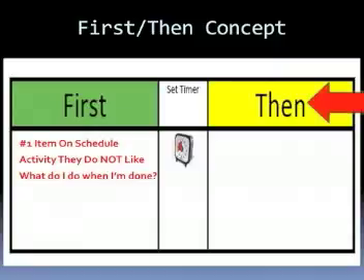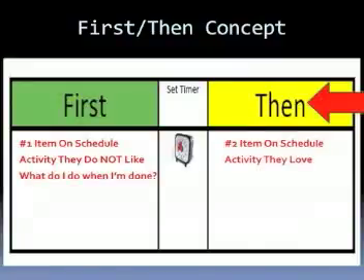Then, under the then column, we could put the second item on the schedule. We could also put an activity that they really love. So if we're trying to get them to do something they don't like, then we can put something that they really do like under the then column. It can also communicate to them, oh yeah, that's what I'm supposed to do whenever I'm finished.